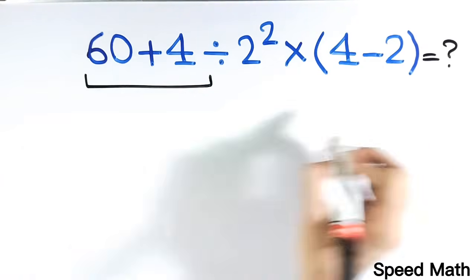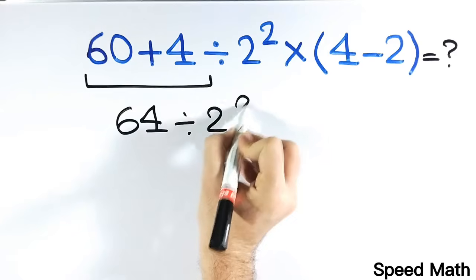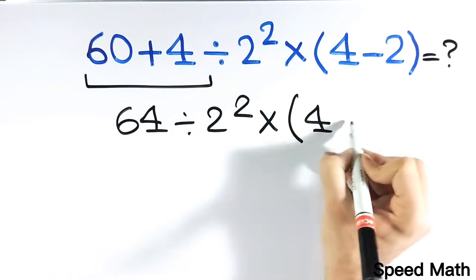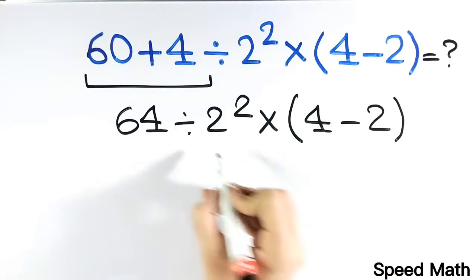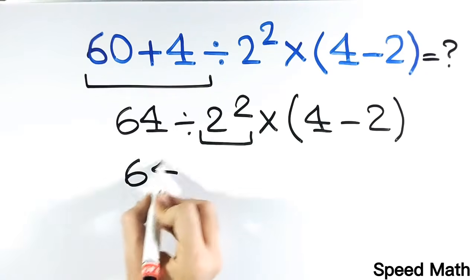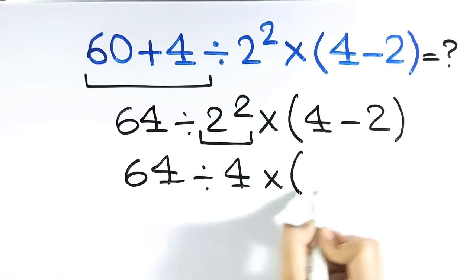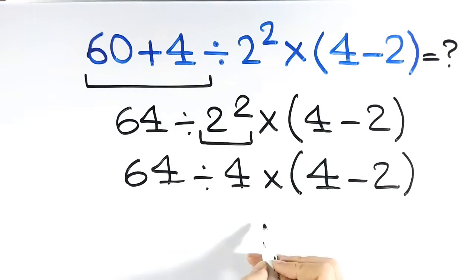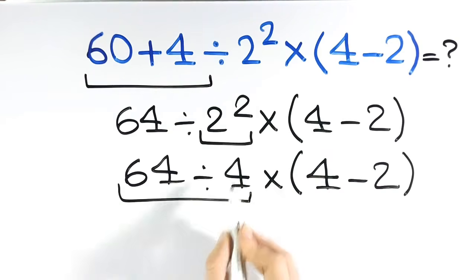And instead of this expression, they write 64 divided by 2 squared multiplied by open parenthesis 4 minus 2 close parenthesis. And the next step, they go for the exponent and write this expression as 64 divided by 4 multiplied by open parenthesis 4 minus 2 close parenthesis. Then they go for the division between 64 and 4.